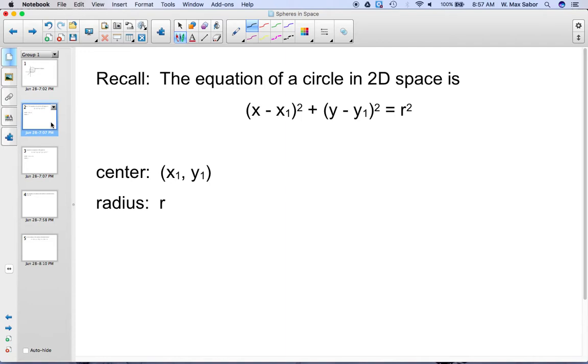So recall that the equation of a circle in 2-dimensional space is x minus x1 squared plus y minus y1 squared equals r squared, where the center is x1 comma y1 and the radius is r. We got this from the Pythagorean theorem between whatever the center is and the point that we're trying to reach on the circle. And the exact same idea will work because we just talked about the 3-dimensional distance.